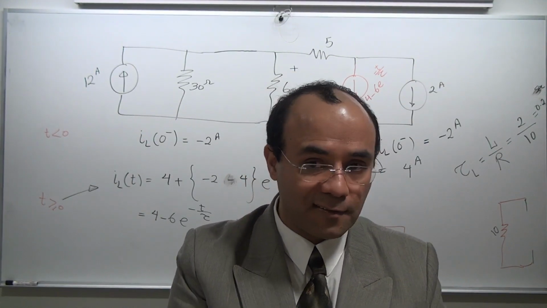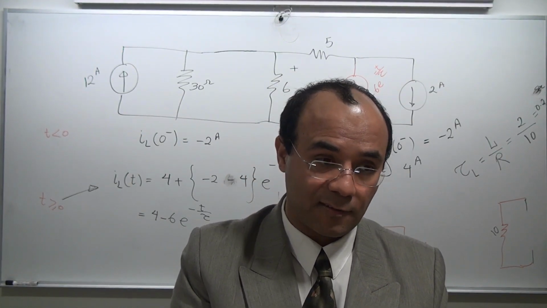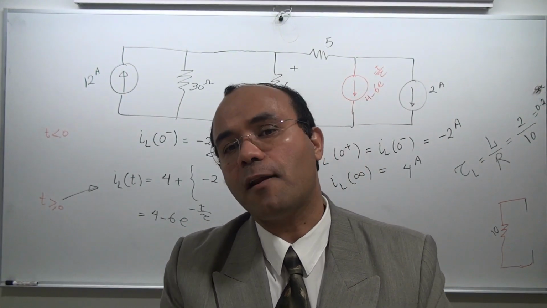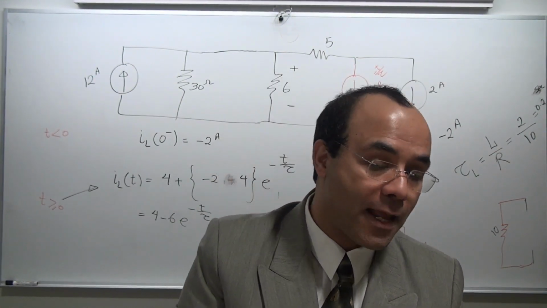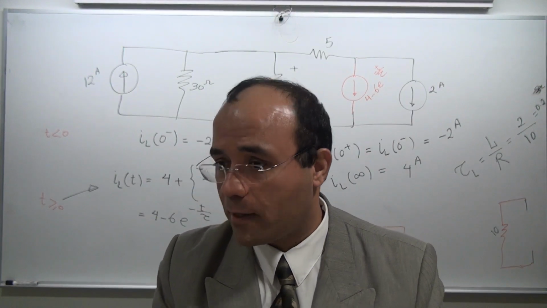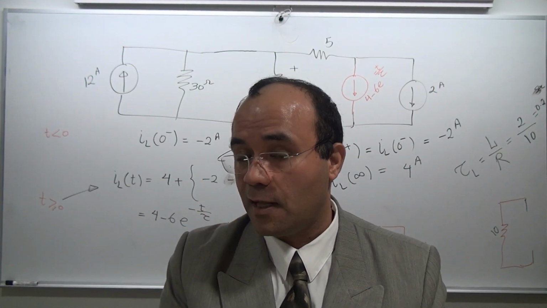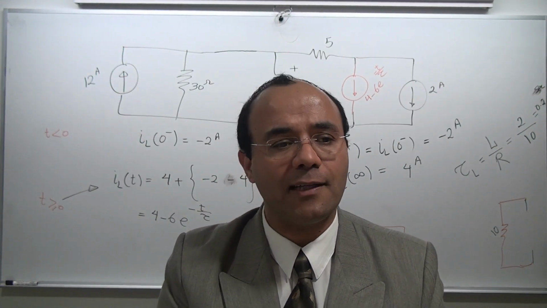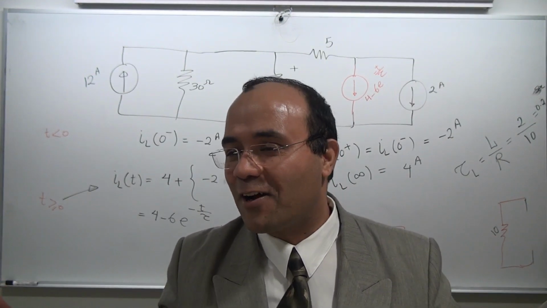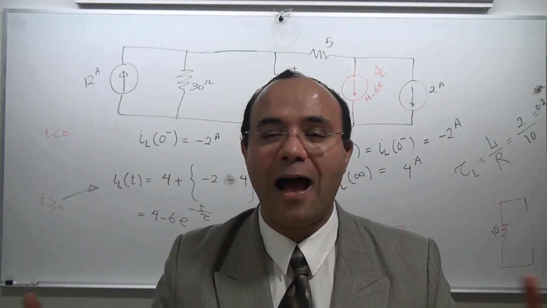You have to find VC0 plus, which is the same as VC0 minus. You have to find IL of 0 minus. You have to find IL of 0 plus, which is the same as IL of 0 minus. You have to find them momentarily, then you have to replace them with the current source or the voltage source. So you have no choice.